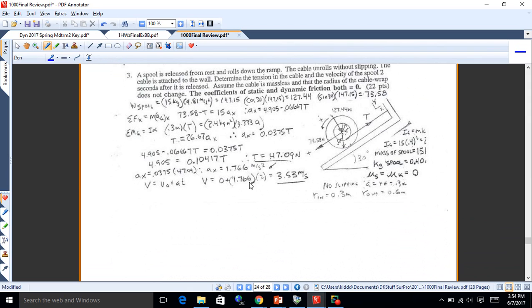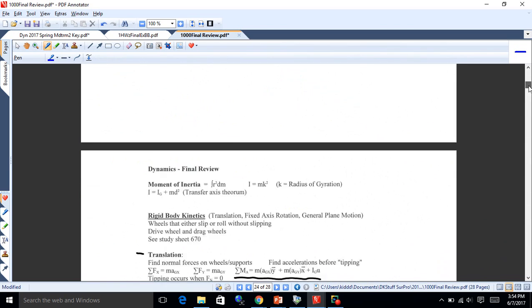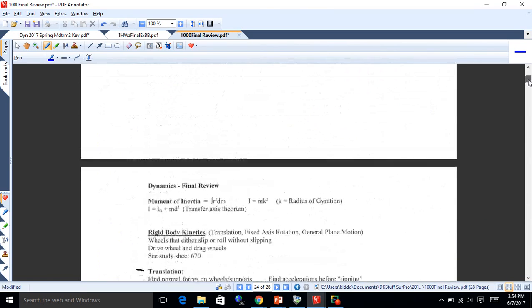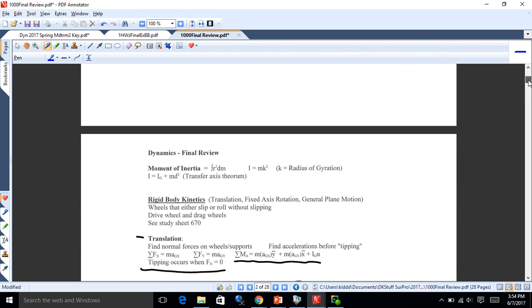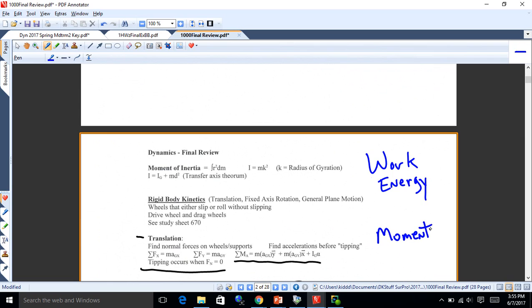So that's a good part of what will be on the final. Now there'll be some other things on the final as well. And those other things will be work energy and momentum. So have a look at your homework on that and that midterm you just got back.